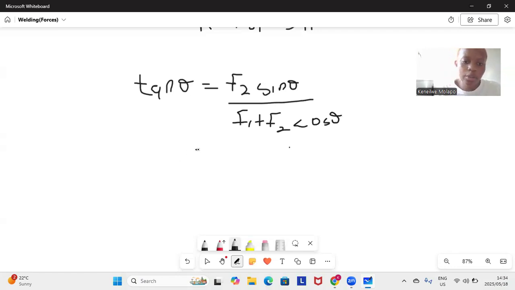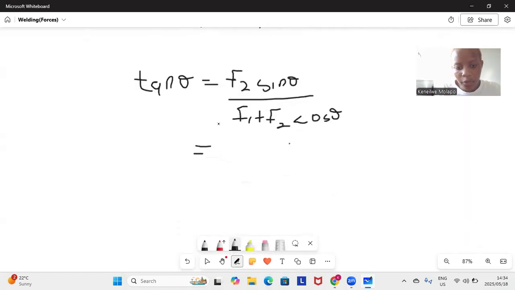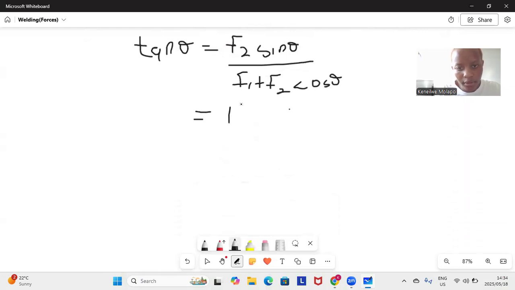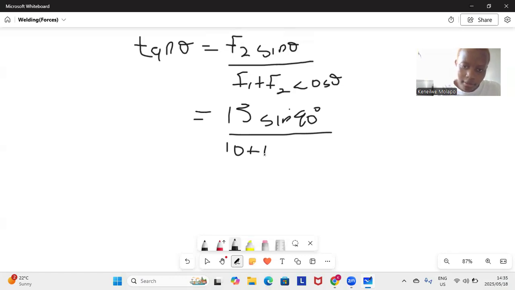So your F2 is what? Let me go back. My F2 is 15, so it's going to be 15 sine 90 degrees over F1, which is 10, plus 15 sine of 90 degrees.